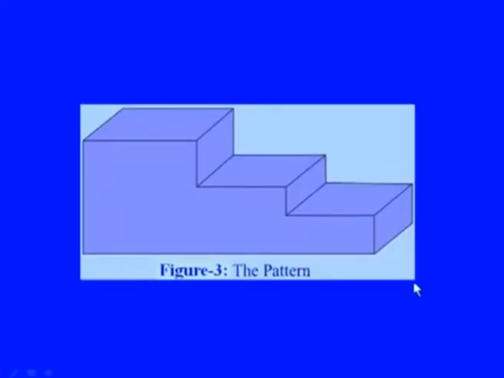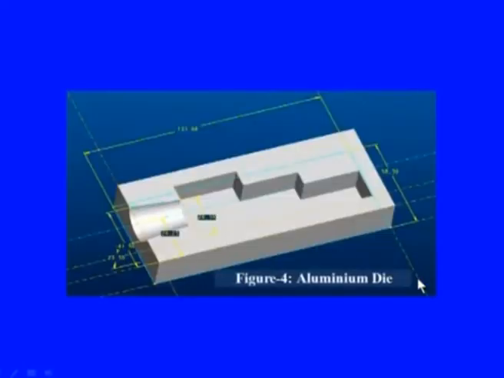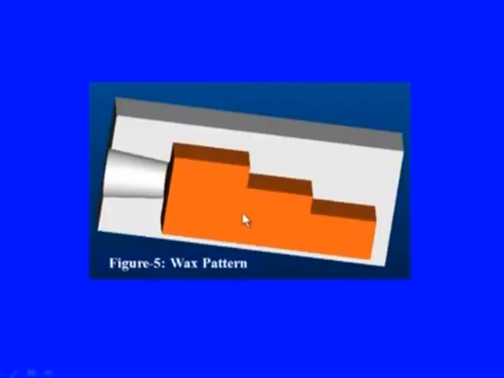This is the pattern, a 3-step pattern, and this is the aluminum die in which this 3-step mold is created, and this is the wax pattern.